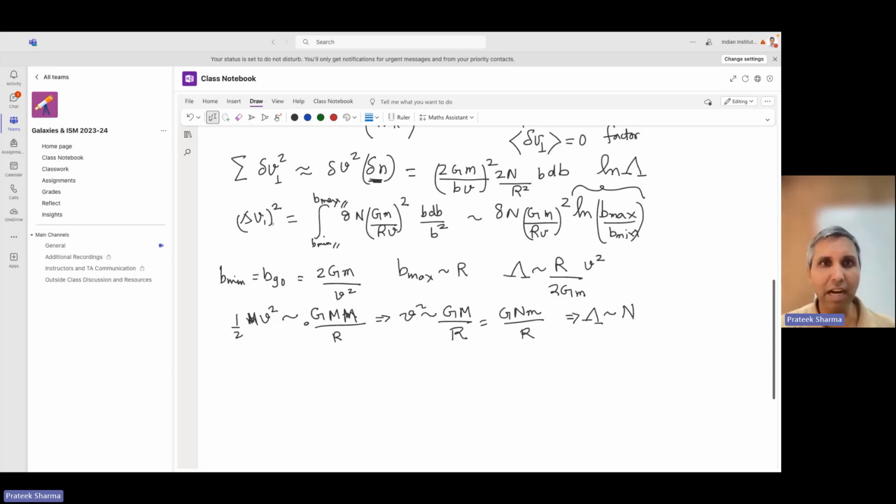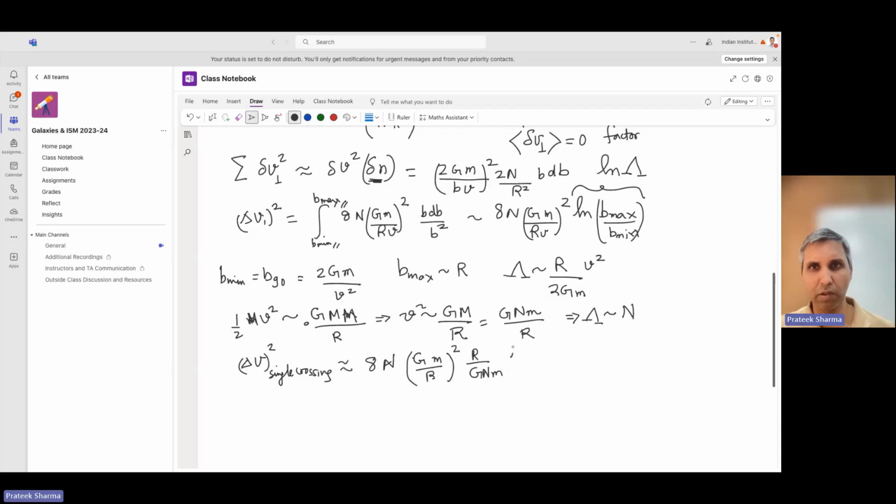So if you go back to this delta v expression, delta v squared in a single crossing of the galaxy, we have it as 8n times G m by R squared times 1 by v squared. 1 by v squared is R by G N m, times log N. So delta v squared in a single scattering by v squared.